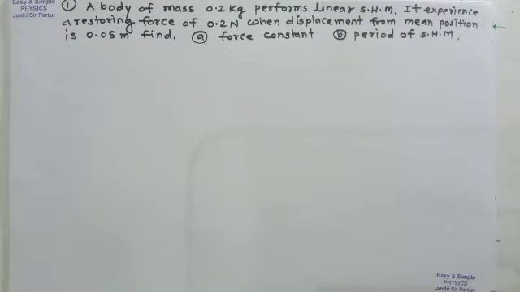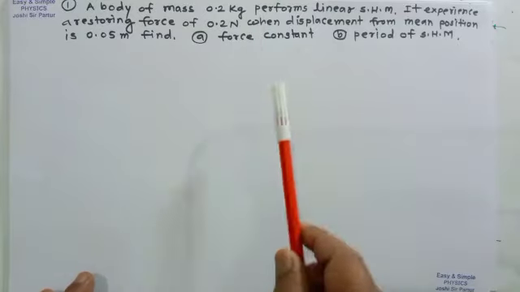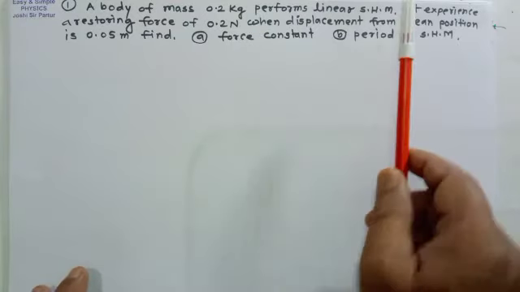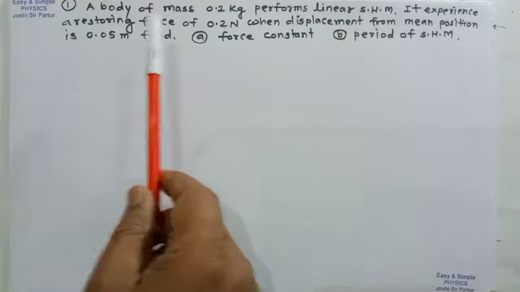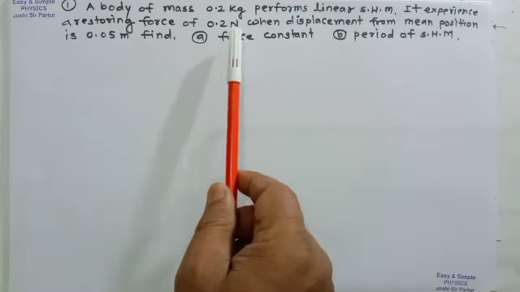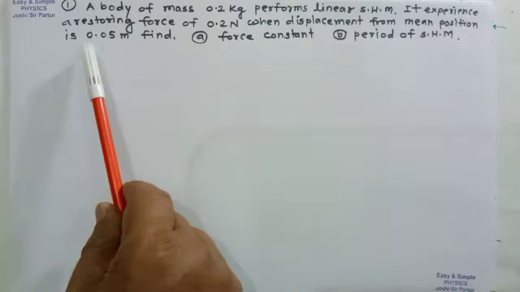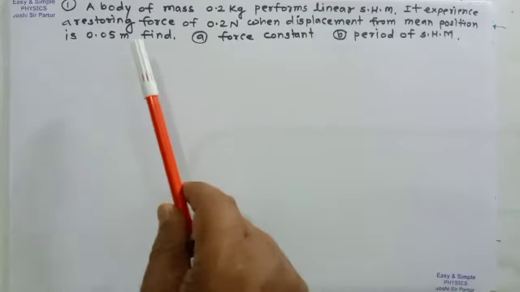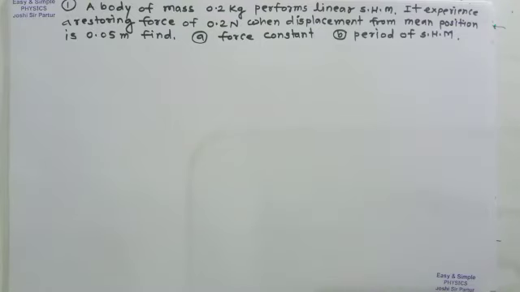Suppose the first example is given as: a body of mass 0.2 kg performs linear simple harmonic motion. It experiences a restoring force of 0.2 Newton when displacement from mean position is 0.05 meter. Find force constant and period of simple harmonic motion.